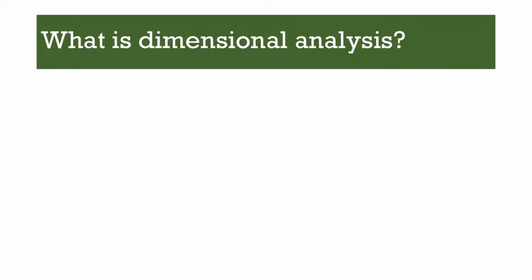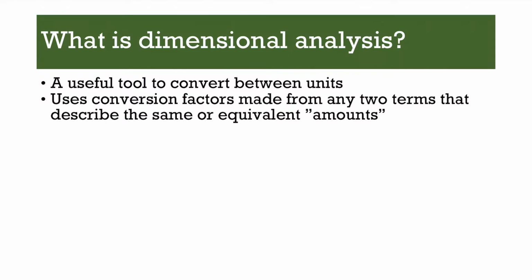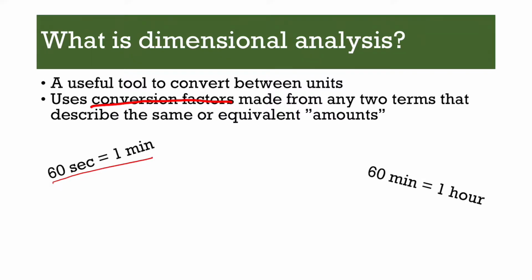Okay, so what is dimensional analysis? It's a useful tool to convert between units. Basically it uses things called conversion factors made from any two terms that describe the same or equivalent amount. What that means is that 60 seconds and 1 minute both say the same thing. That would be an equivalent amount or a conversion factor. The fact that 60 minutes are in 1 hour, that's a conversion factor.